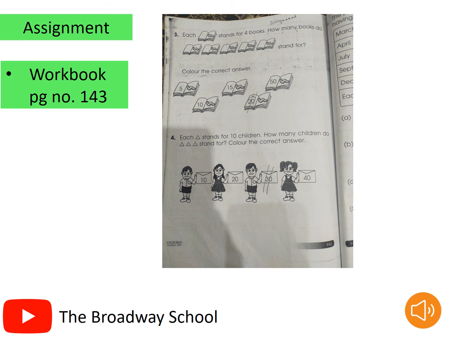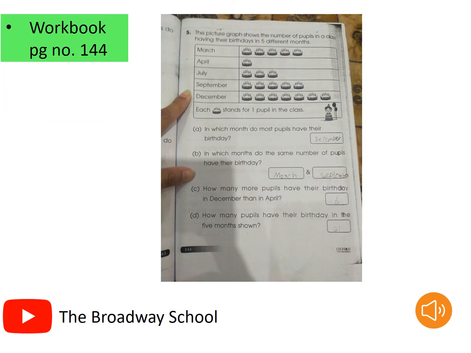Move on to page number 143. This page is the same as 142. You need to color the correct answer in question number 3, and in question number 4 you need to solve it as well. Color the correct answer. First you need to solve it as we have solved page number 142, and then you need to color the correct answer.